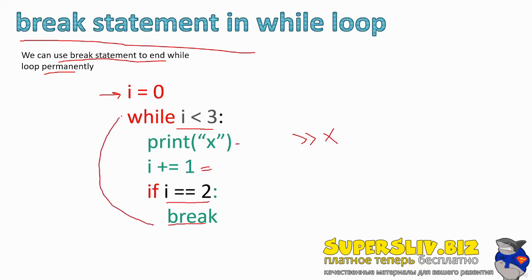Again it will go to the beginning. So i is equal to 1. It is still less than 3. So it will print x again. Again it will add 1 to i. Now i is equal to 2. So now this condition is true. So now it will run the break statement. So it will end the while loop permanently without going to the beginning.